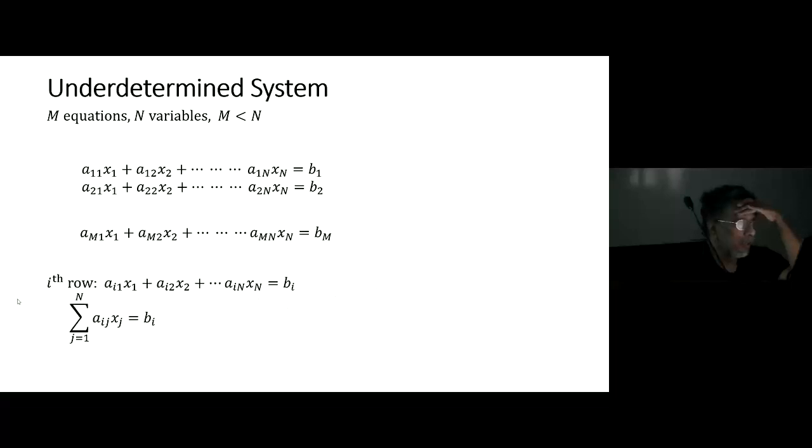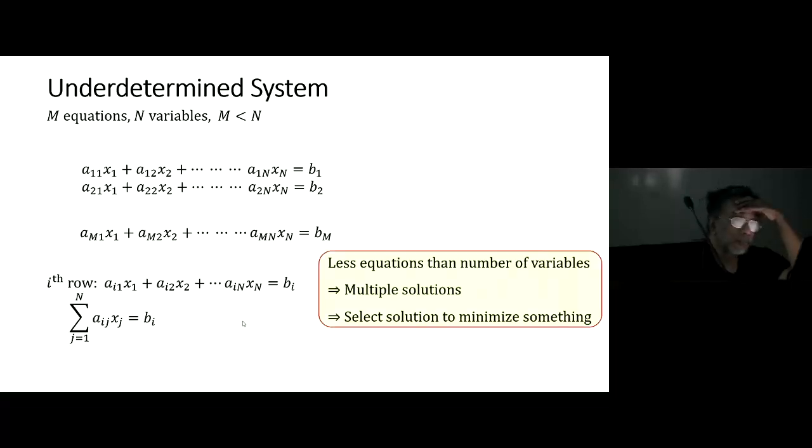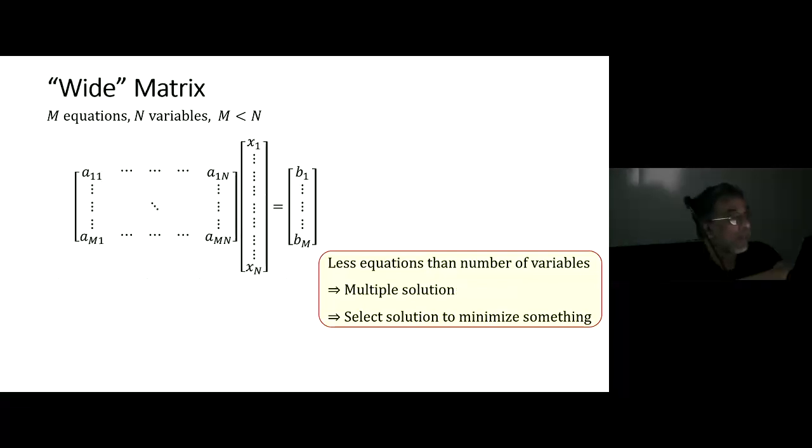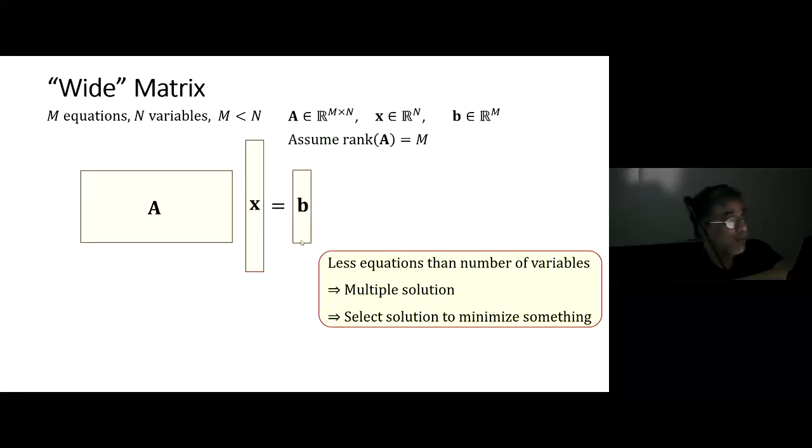Now, this is the ith row, of course. So we have multiple solutions. In fact, we have infinite solutions. So how do we formulate our problem? This is what it looks like in vector matrix form, and visually this is what we have here. The matrix A is a wide matrix. It has fewer rows than columns.